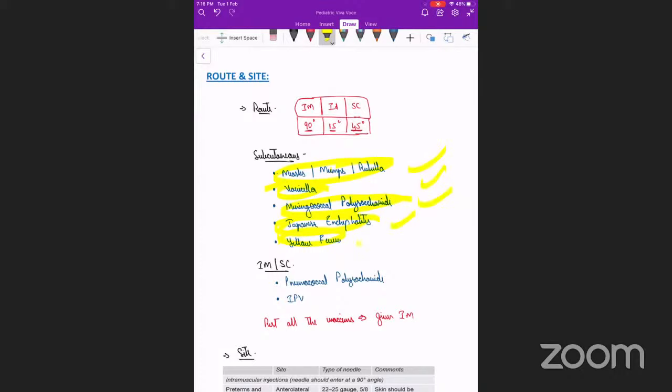Now, next, what is given intramuscular and subcutaneous. It can be given both intramuscular as well as subcutaneous. That is IPV and pneumococcal polysaccharide vaccine. Okay. Rest all are given IM. And few like OPV, rotavirus vaccine, are given oral as well. Okay. So all you guys need to remember is what are the subcutaneous vaccines. Apart from this, everything else is IM.